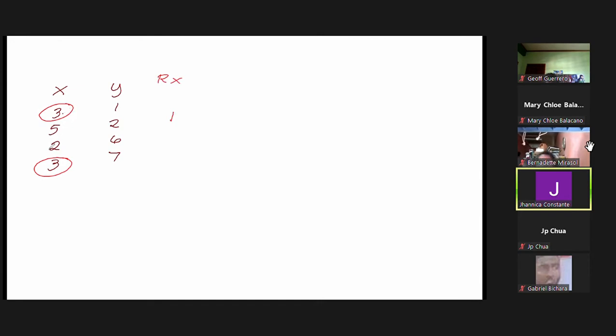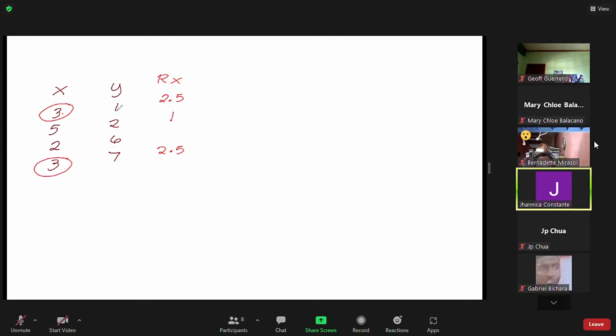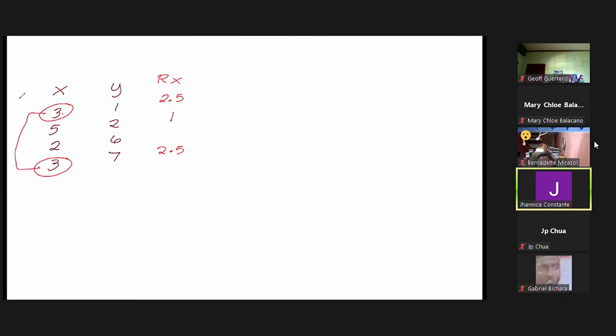Since you have 2, 3 in the set of X that we have, that means rank 3 is 2.5, rank 2.5. Why is it rank 2.5? Because the next rank after 1 is 2, and you have 2, 3. That means that this 2, 3 will have the spot for the second rank and the third rank. That's why you have 2.5 as their rank.